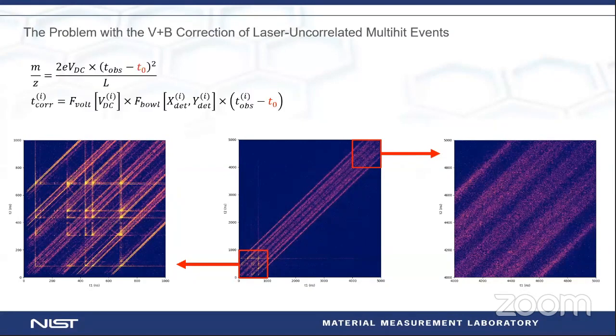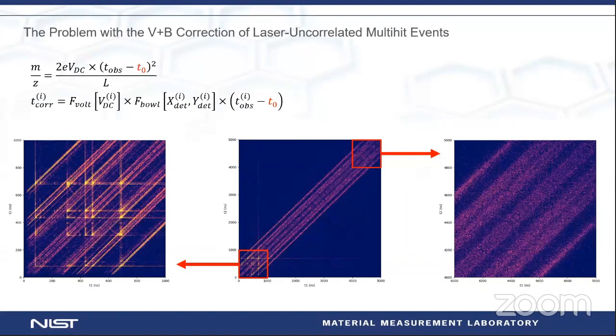What's happening here? What we eventually figured out was it's an issue of time zero. Time zero is simply not well defined for these events that are uncorrelated to the laser. The reason that's a problem is because the voltage and bowl correction need this T0-corrected time. When you use the wrong time, you actually uncorrect the data; you deteriorate the data. For example, at 5 microseconds, you're applying roughly 10 times more voltage and bowl correction than you should be.